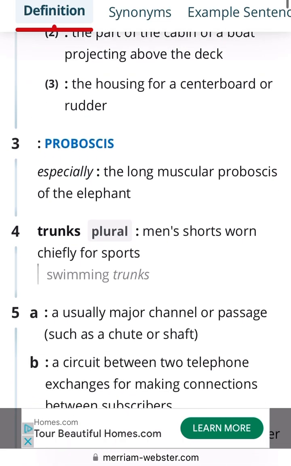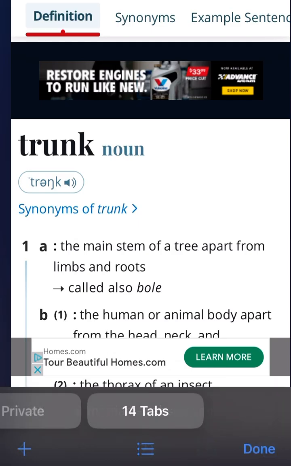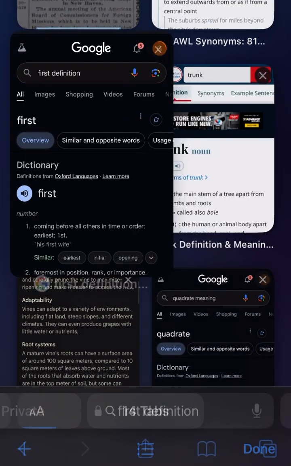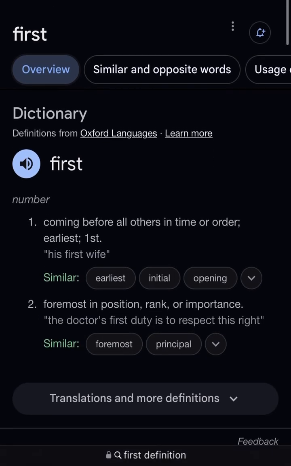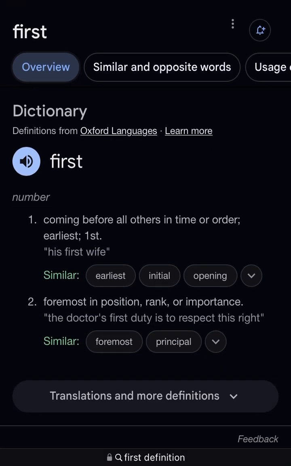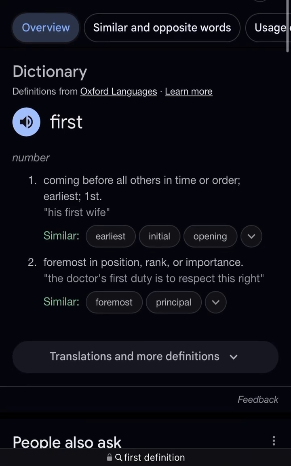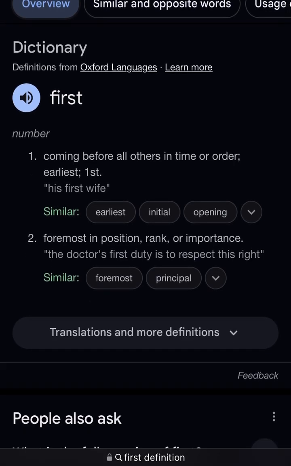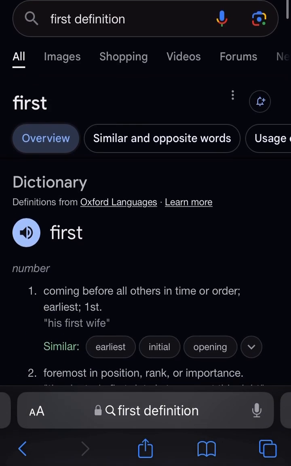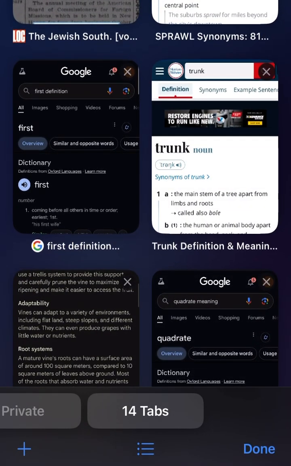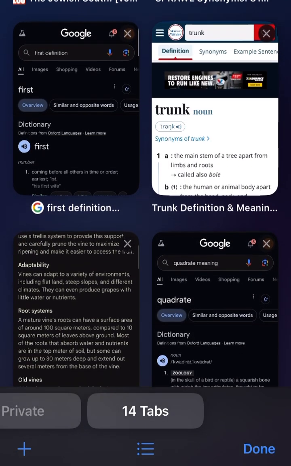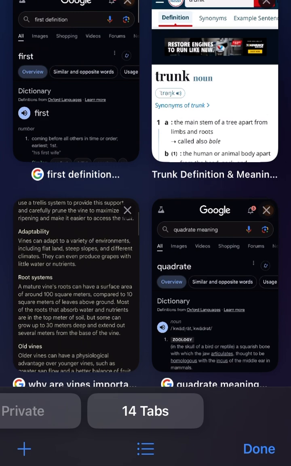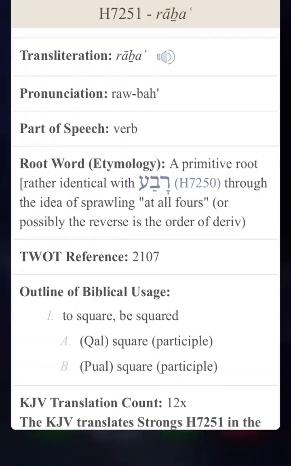All right, so going back. Then I got, it says coming before all others in time, order, earliest, first. It says foremost in position, rank, or importance, which we understand that will be Yahweh Shah. And we're touching on number 4, and that also represents Yahweh Shah. And we can prove that in the scriptures. But let me go back.